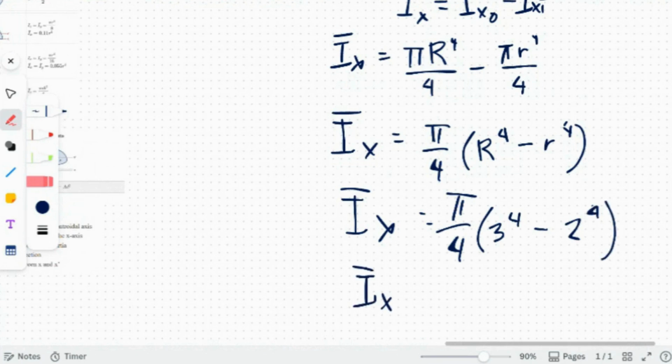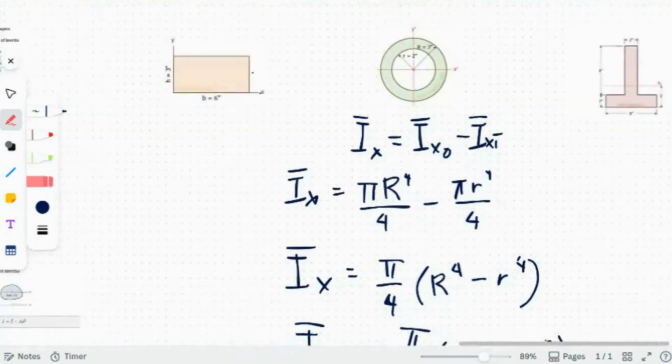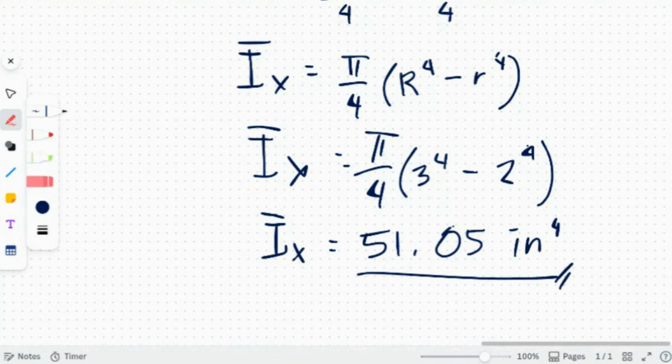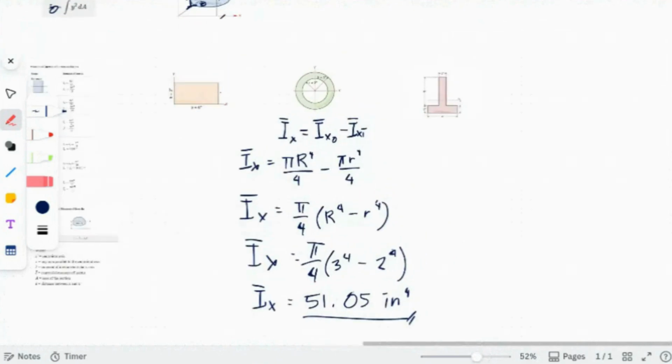So your centroidal moment of inertia is equal to pi over 4 times 3 to the 4th minus 2 to the 4th. It is 51.05, and the unit is inches to the fourth. That's it. And the last example is an inverted T.